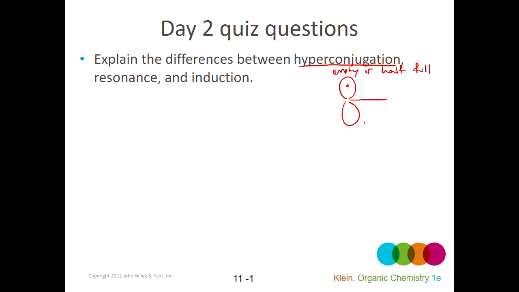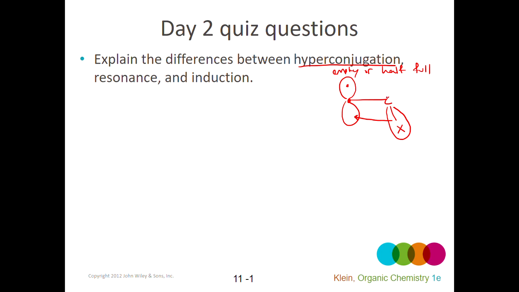Empty or half full p orbital is that carbon is bonded to another carbon, and one of the sigma bonds on that carbon, it could be a CC or a CH, some sigma bond rotates into the same plane as the p orbital, and then some electron density is donated. So if it's empty or half full, more electron density would stabilize that to make it closer to a complete noble gas configuration.